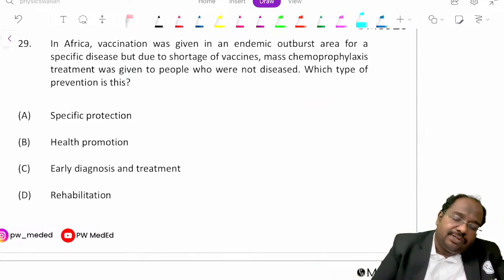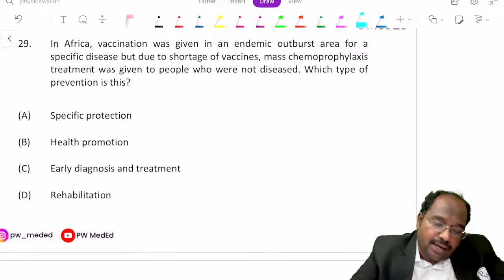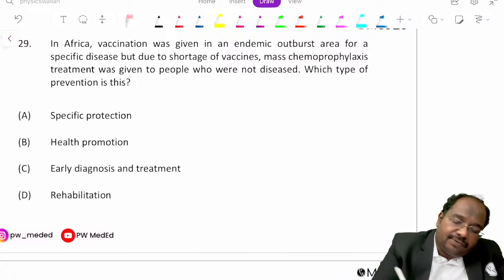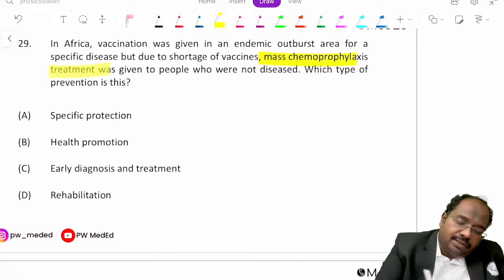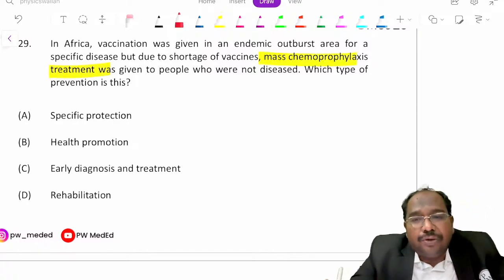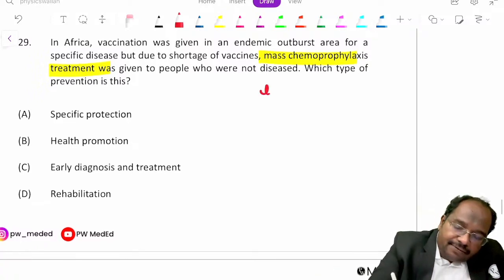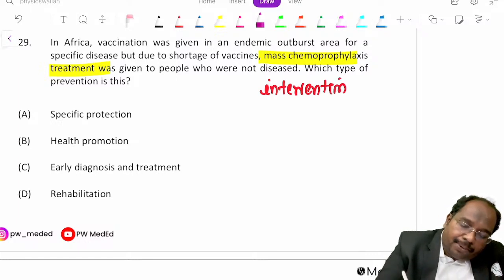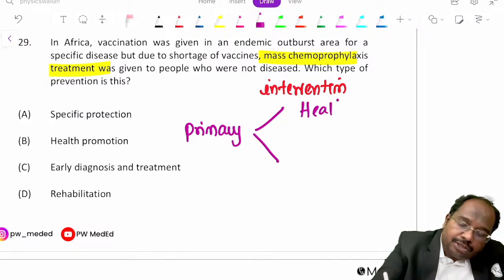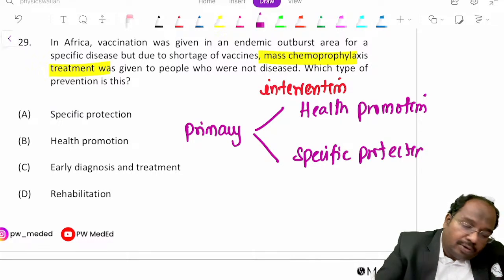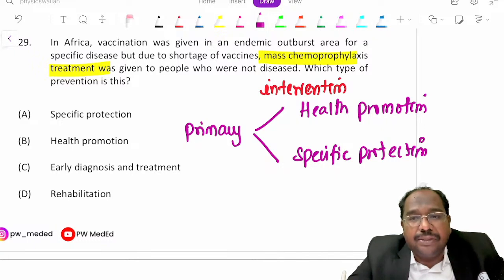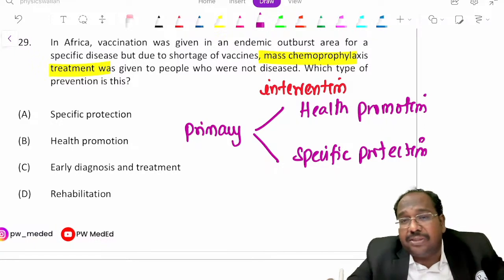In Africa, vaccination was given in an endemic outbreak area and mass chemoprophylaxis was given. They are asking which type of prevention. Okay, fine. So this is actually an intervention, guys. Intervention for primary prevention. For primary prevention, we can do health promotion and specific protection. So what is the answer for this question?